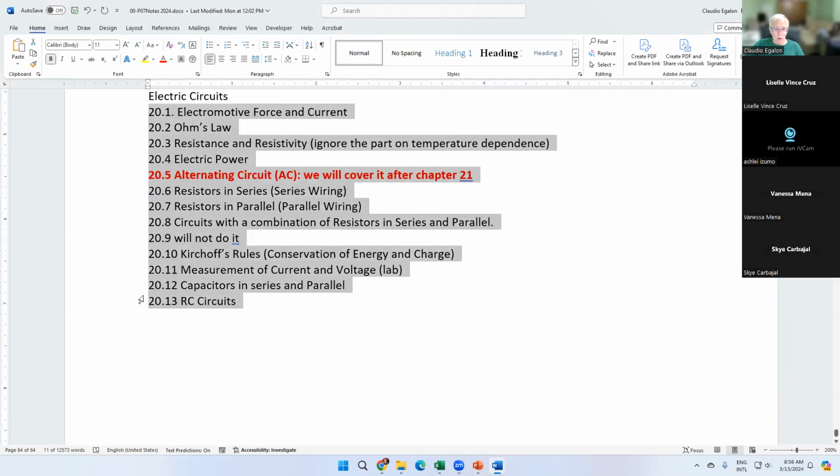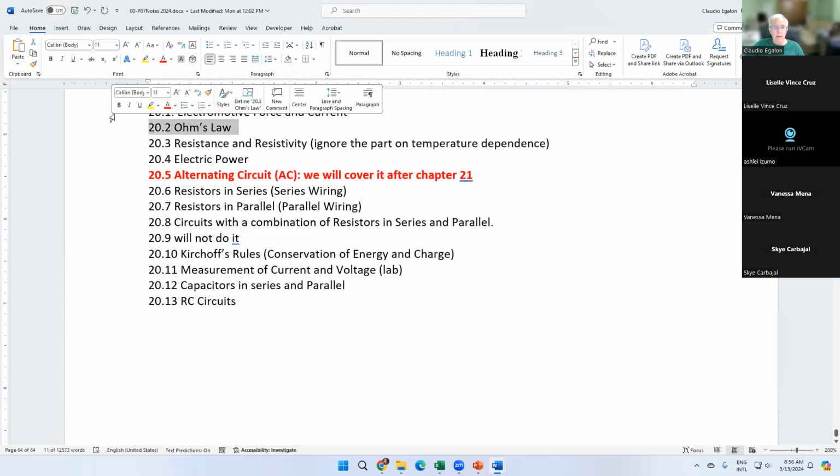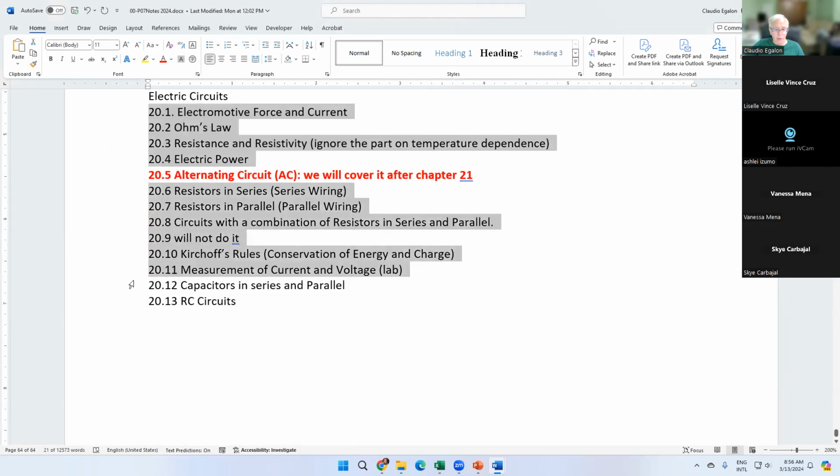But these are all the material that you have to worry about, the sections of this one, right? This is the material that you have to worry about in chapter 20. You don't have to worry about this one. Okay, but it's still lots of information, especially if you're seeing it for the first time.